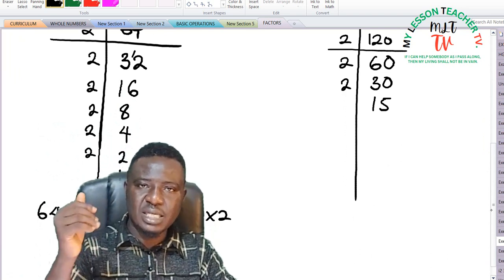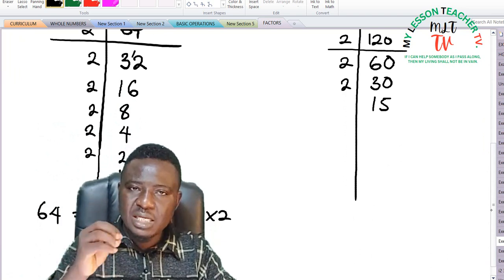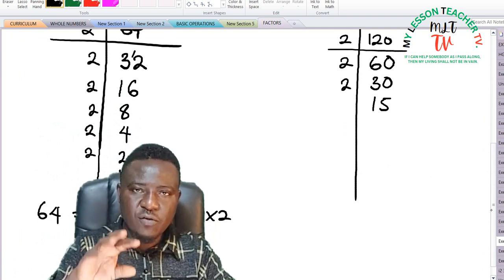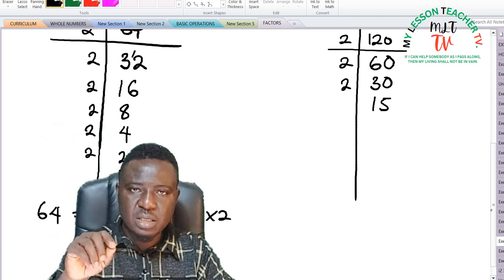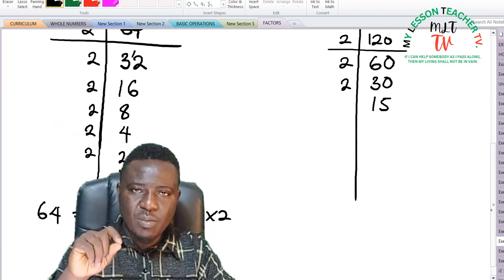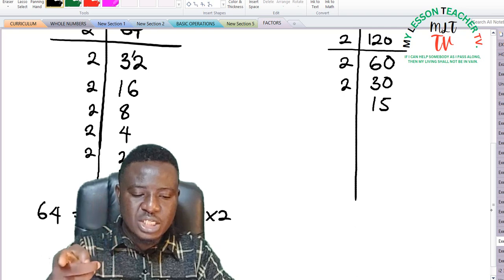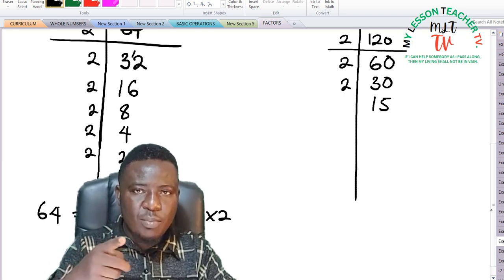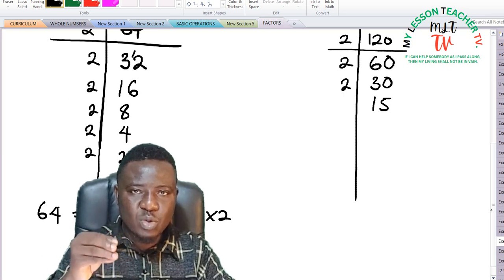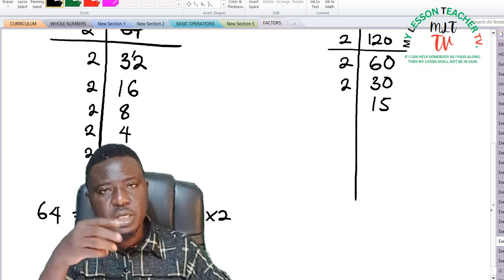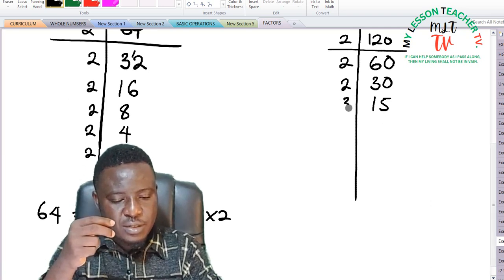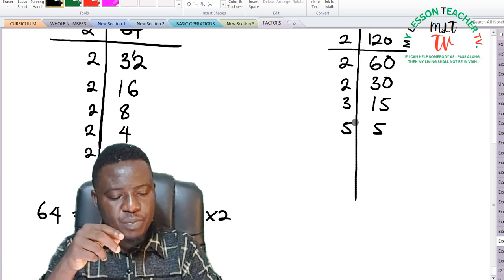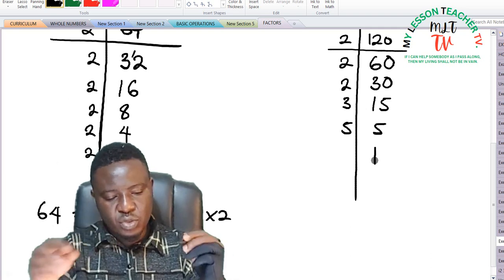So we test for the next prime number, which is 3. And is 15 divisible by 3? Yes. What is the condition for divisibility by 3? It is that the sum of the digits in that number must be a digit that is divisible by 3, or a multiple of 3. So 1 plus 5 is 6, and 6 is a multiple of 3. So 3 can go into 15. So 3 into 15 is 5, and 5 being a prime number is only divisible by 5. So 5 into itself is 1.